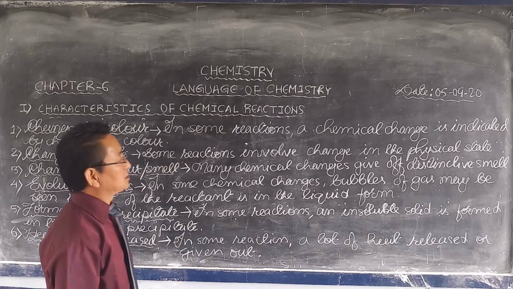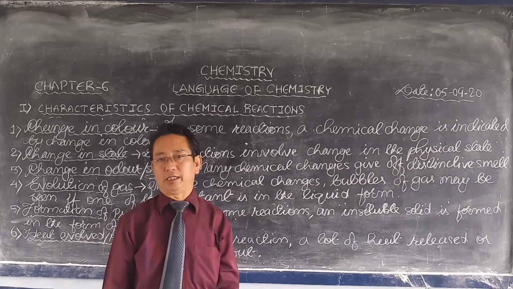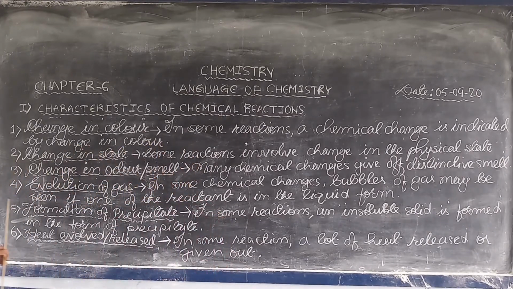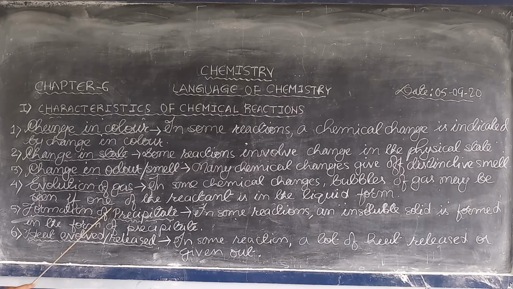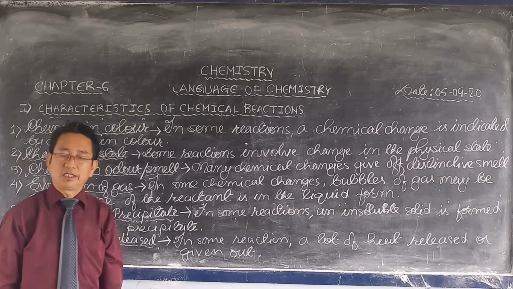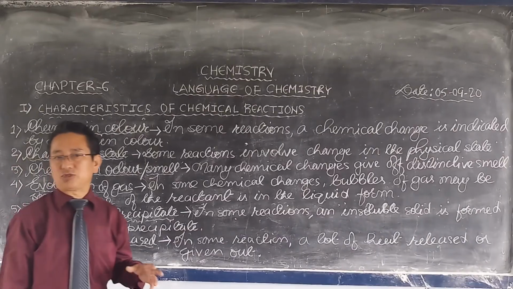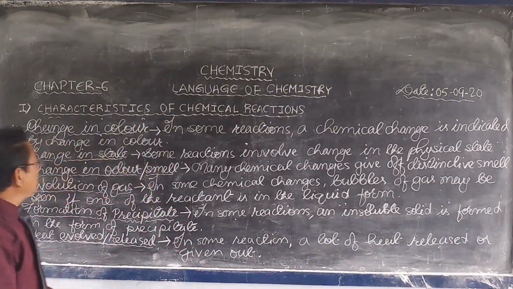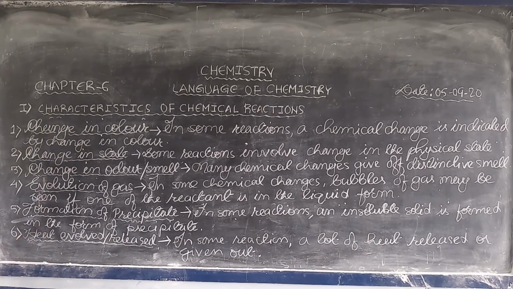Chemical reactions can be identified by their characteristics like change in color, change in state, change in odor or smell, emission of gas, formation of precipitate, heat evolved or released. These are the common characteristics of a chemical reaction. Now your first one, change in color.